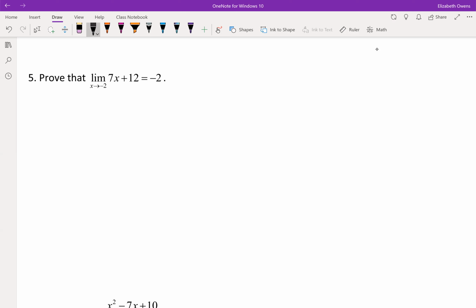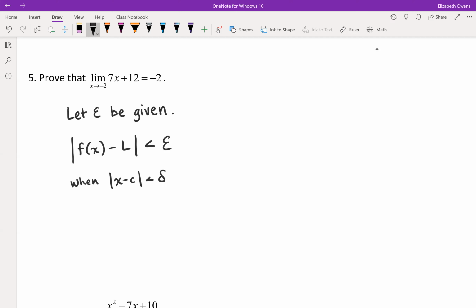We have to start with saying, okay, bring it on, let epsilon be given. Then our limit definition statement says the absolute value of f of x minus L is less than epsilon when the absolute value of x minus c is less than delta. And I like to keep that off to the side, personally, that way I can put in my different values so I know what I'm looking for.